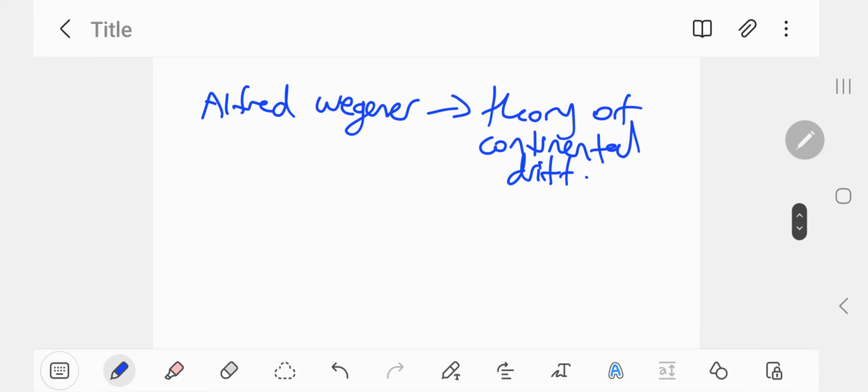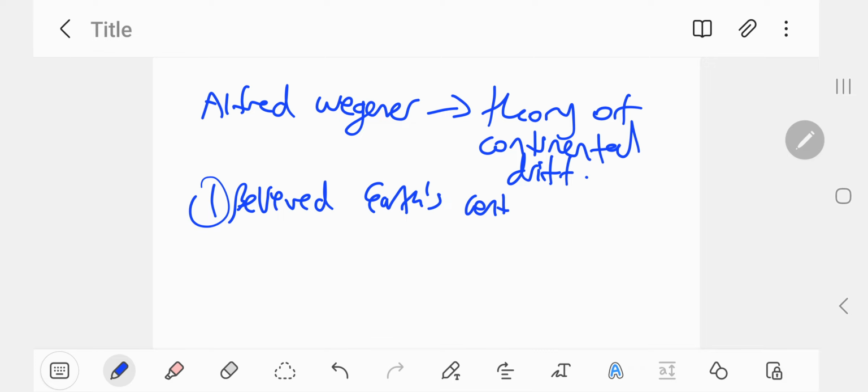Wegener basically noticed that the continents look like they fit together, like a massive jigsaw, as if the Earth was basically like a jigsaw puzzle. So he believed Earth's continents fit together like a jigsaw.